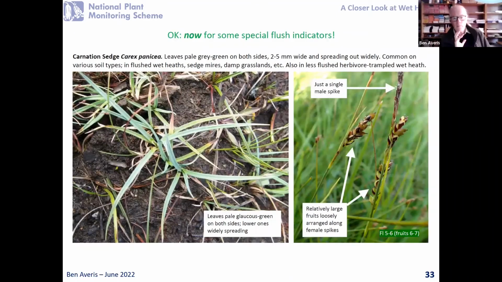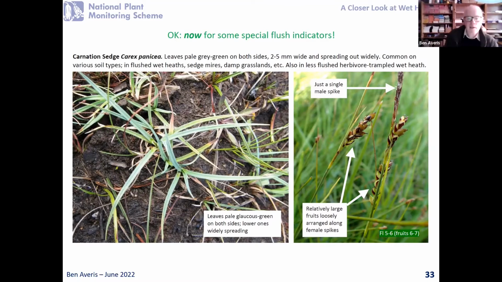The next slide is now we can have a look at some flush species, as if they're such exciting things. And that photo on the left, I know that doesn't really look terribly exciting, does it? Just looking down at some peaty ground with some little sedge tufts, but actually they're nice.